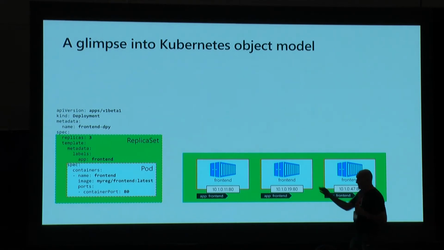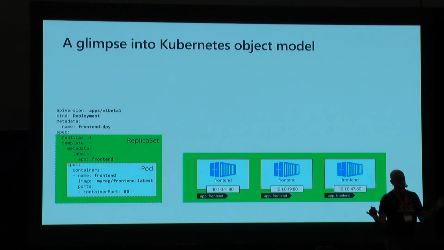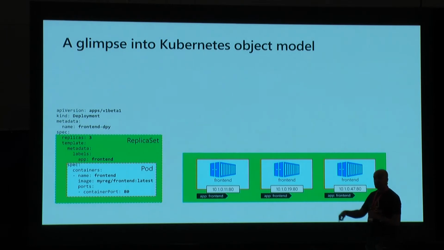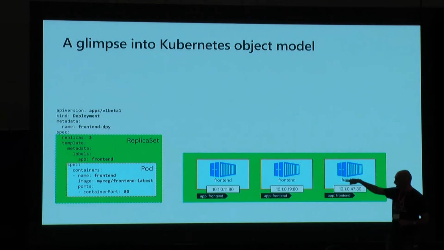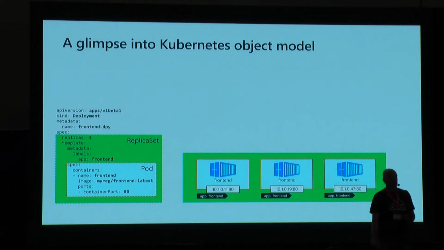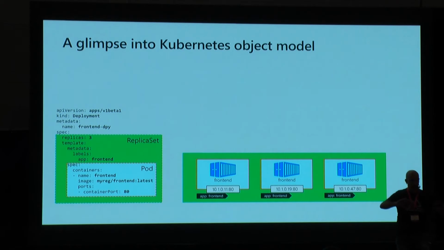Now, the replica set does 2 things. First of all, it obviously creates 3 instances of the front end. The second thing is that it spins up a background process that constantly monitors the availability of these pods. So if the actual number of instances is equal to the number of instances I've specified, the world is a happy place. But the moment a pod crashes, the replica set will automatically spin up a new one, so that my application stays healthy over time.